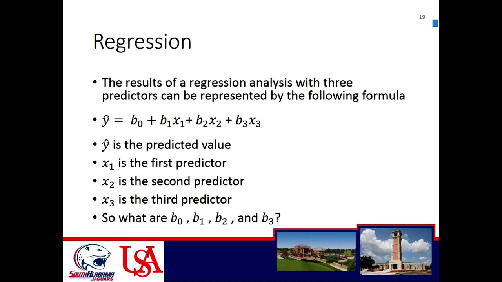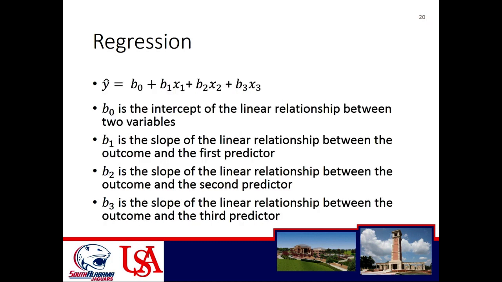One thing you might be asking yourself is, what are beta naught, beta 1, beta 2, and beta 3? Hopefully, based on what we learned in our last lecture, you can already guess what those mean. Beta naught is the intercept. Just like before, beta naught is the intercept. You can think of beta naught as the baseline. So when everything else is 0, when x1, x2, and x3 are 0, beta naught is what y hat, our predicted value, will be. So beta naught is our intercept.